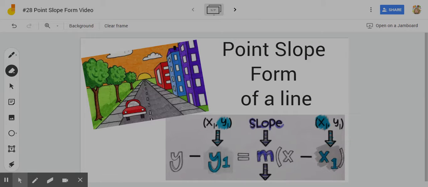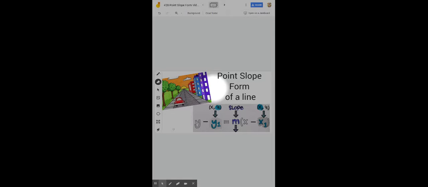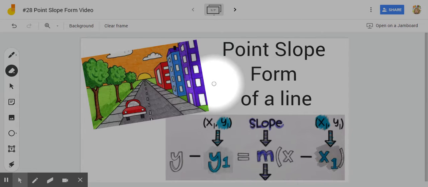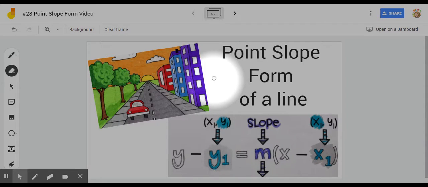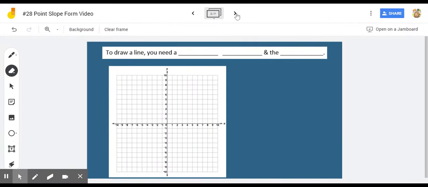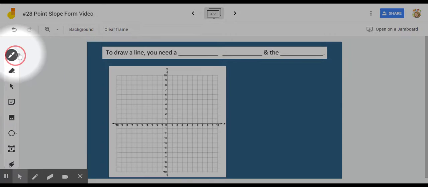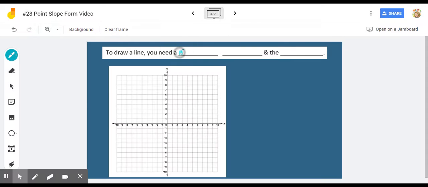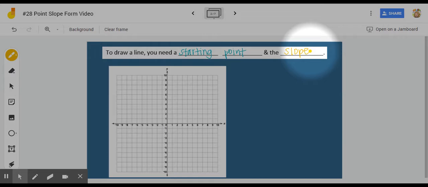Guys, so we are going to take a look at something that we call point slope form of a line. And we've been working with slope a lot lately, and so we're going to actually use the slope to help us figure out this form of a line. And how we do that is you need two things in order to create a line, and those two things are a starting point and literally a rise over run. So for instance, a slope.